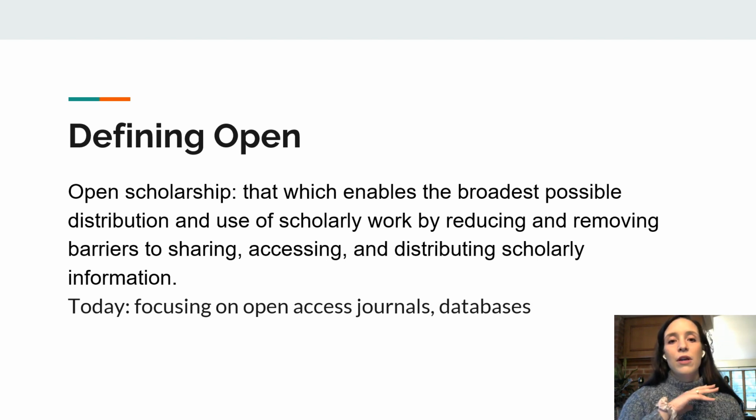So today we're mostly going to focus on open access journals and databases and those types of electronic resources. But really, the tools and the strategies that we talk about today can also be applied to open educational resources and textbooks and things of that nature as well.